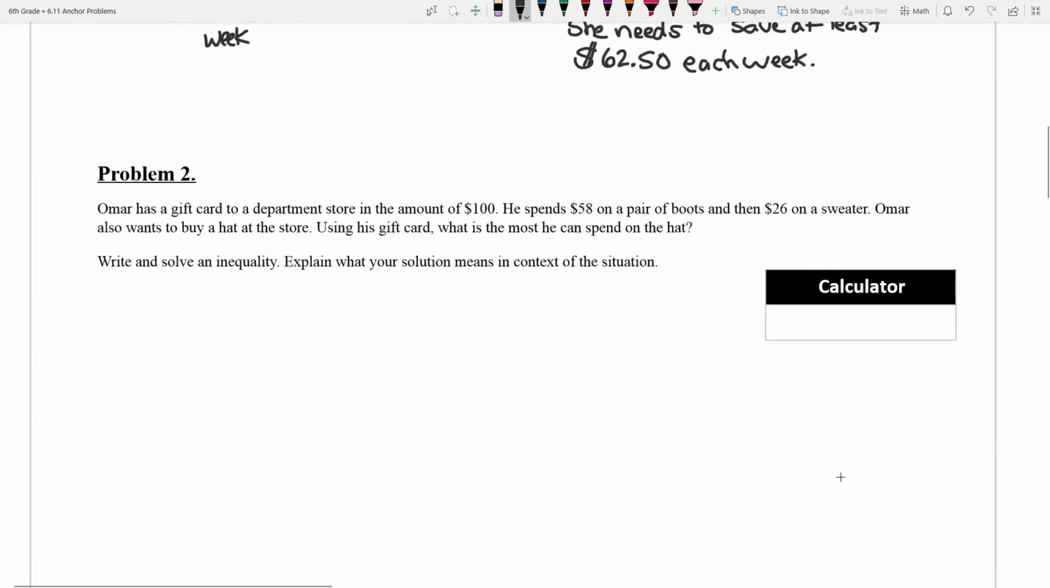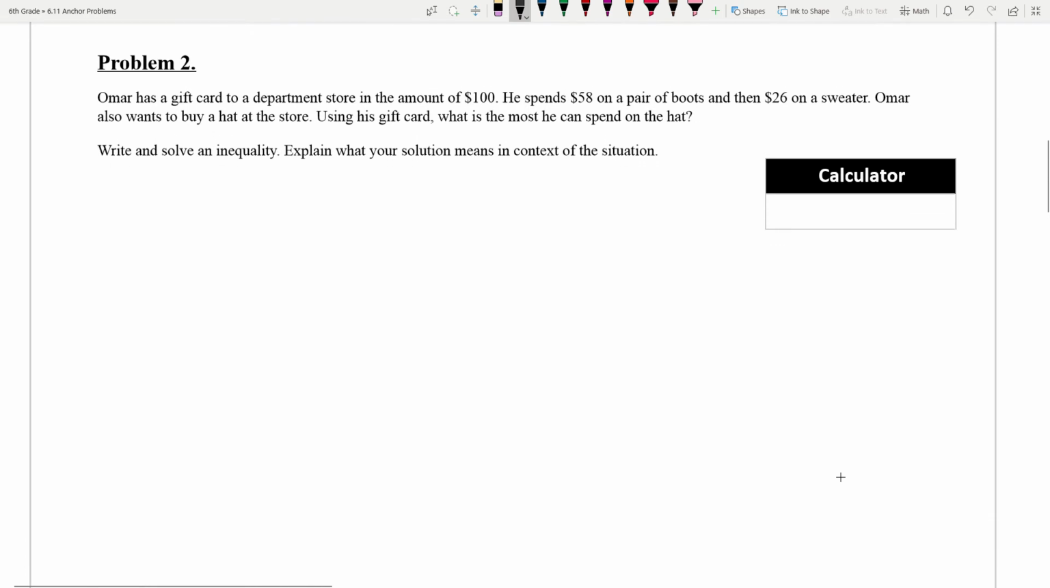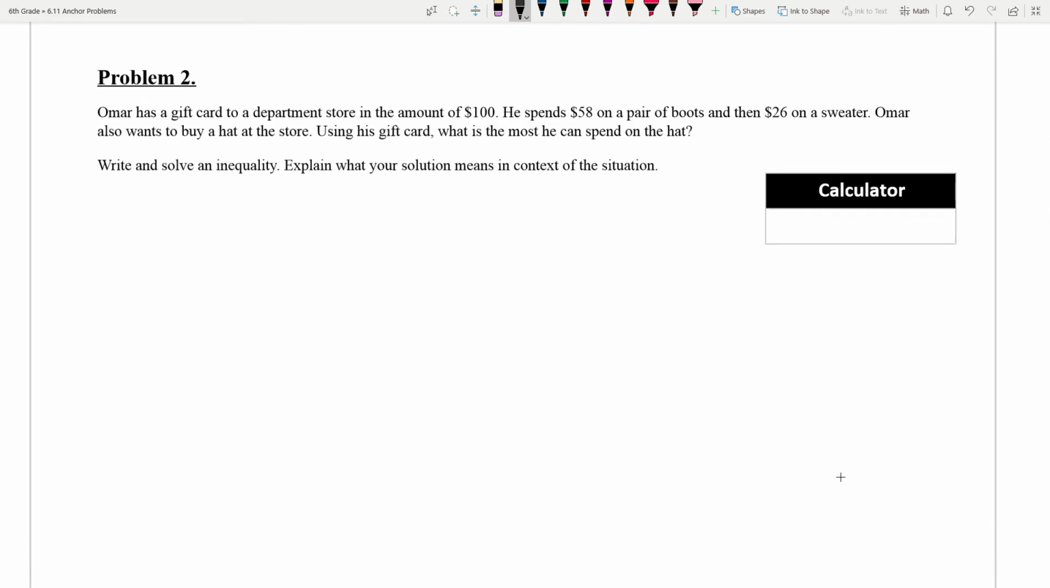Problem 2. Omar has a gift card to a department store in the amount of $100. He spends $58 on a pair of boots and then $26 on a sweater. Omar also wants to buy a hat at the store. Using his gift card, what is the most he can spend on the hat? Write and solve the inequality and explain what your solution means in the context of this situation.